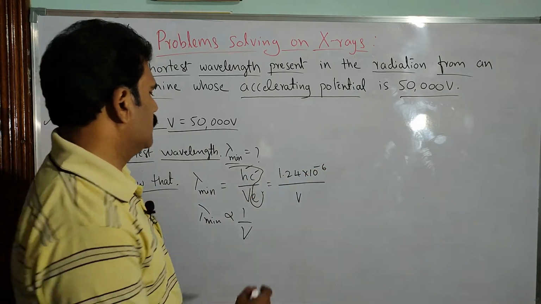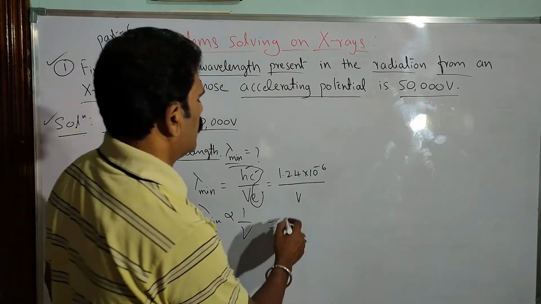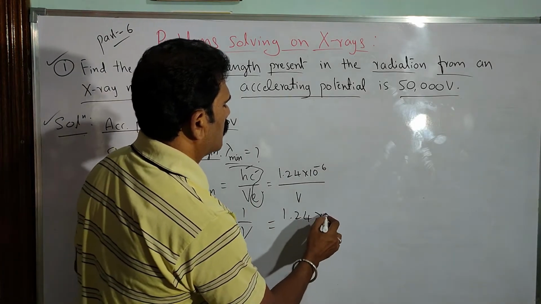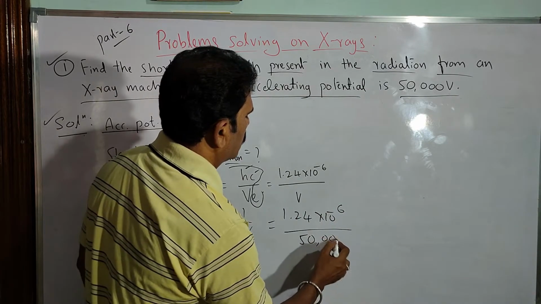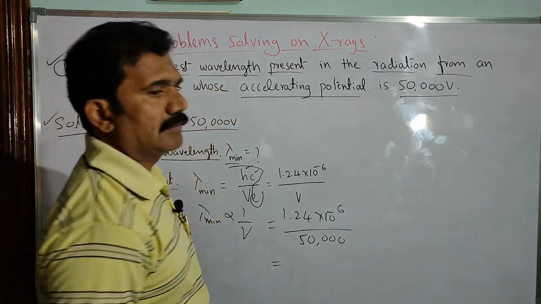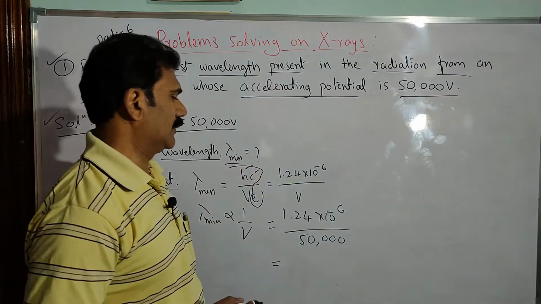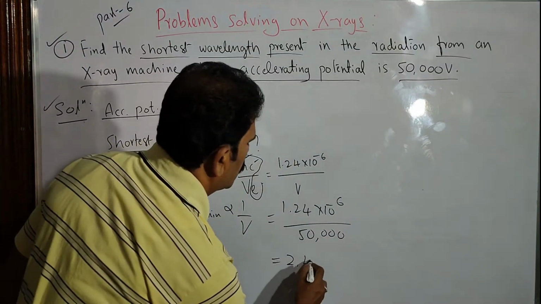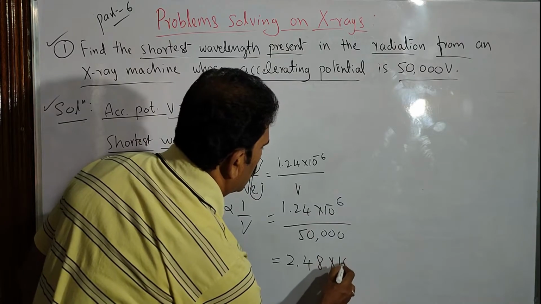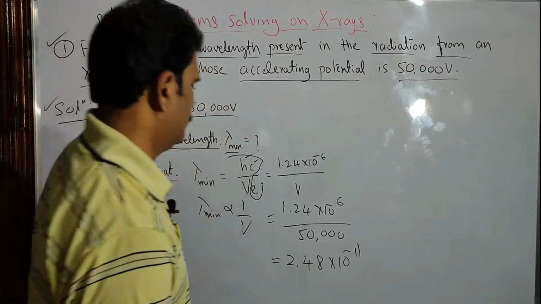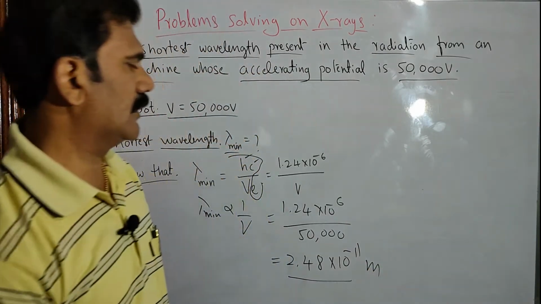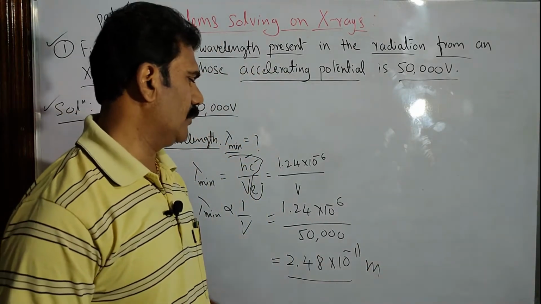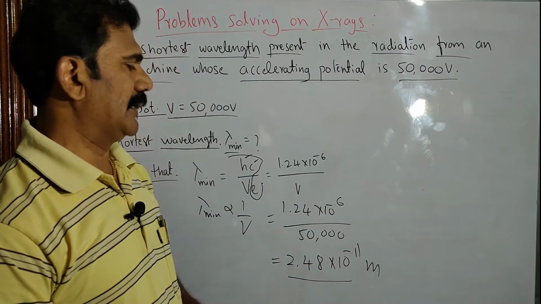V is given. Now substitute the value of V: 1.24 into 10 to the power of minus 6 divided by 50,000. So this you have to calculate, and you will get 2.48 into 10 to the power of minus 11. That is the wavelength. You can write it in meters: 2.48 into 10 to the power of minus 11 meter.